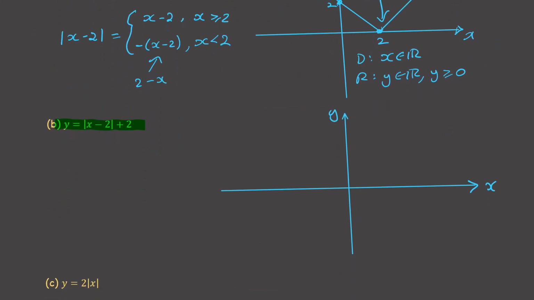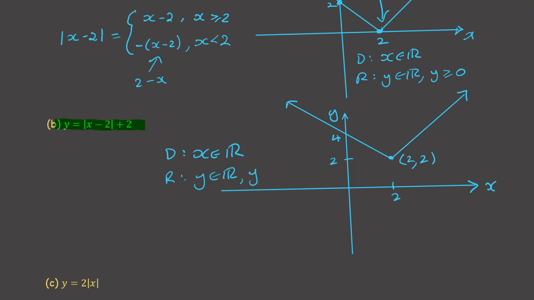And so we are going to get 2, 2, and then it will go like this. That will intercept at 4. There's the minimum at 2, 2. The domain is x is a real, and the range is y is a real, but y is greater than or equal to 2.